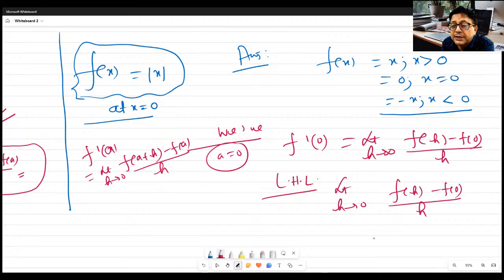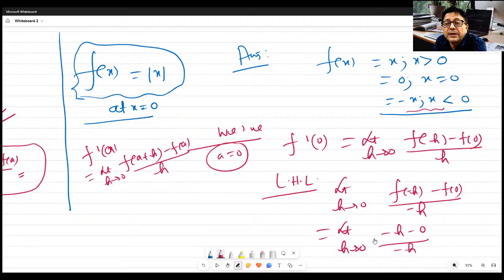So you write this as minus h minus h. Perfectly alright. This will be limit h tending to 0 f of minus h. Where will you get? At this part, f(x) is minus x here. Put minus h. So this value is going to be 1.